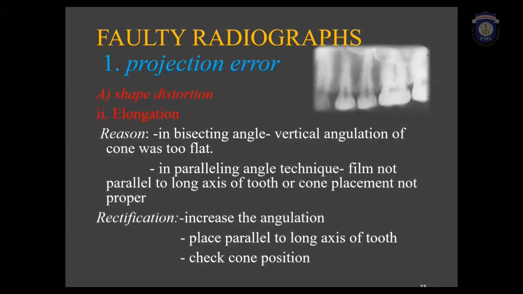Elongation. In bisecting angle technique, elongation occurs when the vertical angulation of the cone is not being correctly given. In paralleling angle technique, when the film is not parallel to the long axis of the tooth, the placement is not proper. So, increase the vertical angulation, place the film parallel to the long axis of the tooth. And before exposure, check the position of the cone.